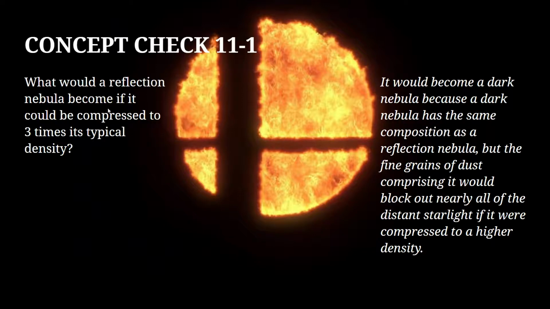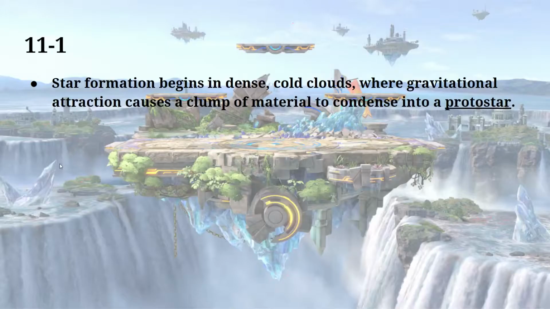So this question is saying, what would a reflection nebula become if it could be compressed to 3 times its typical density? So if we had a reflection nebula and compressed it, it would probably become a dark nebula, because these nebulas all have pretty much the same composition, and that is mostly hydrogen with a little bit of helium and barely some other stuff. So it's just saying if it was reflecting, but you made it a little more dense, what would happen? It would probably just become a dark nebula.